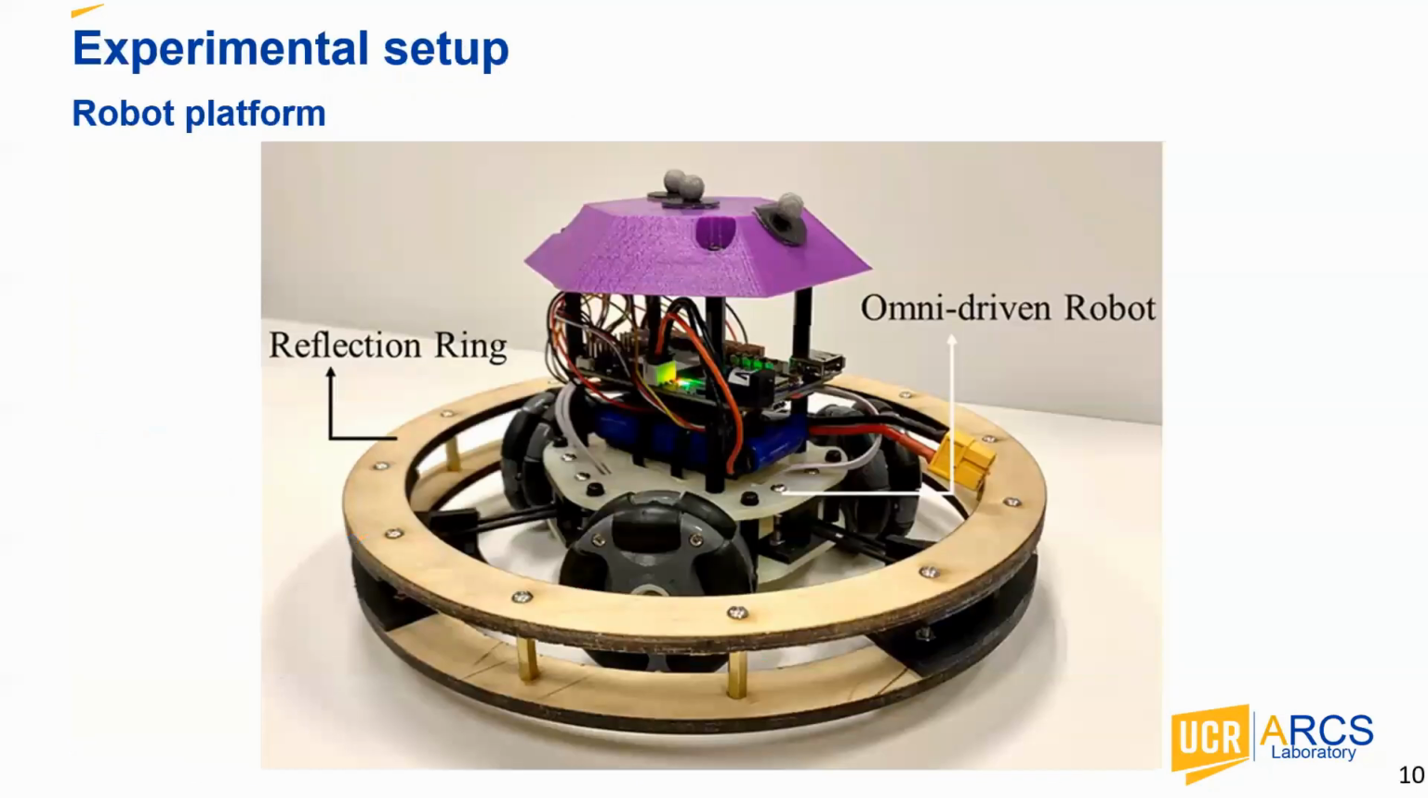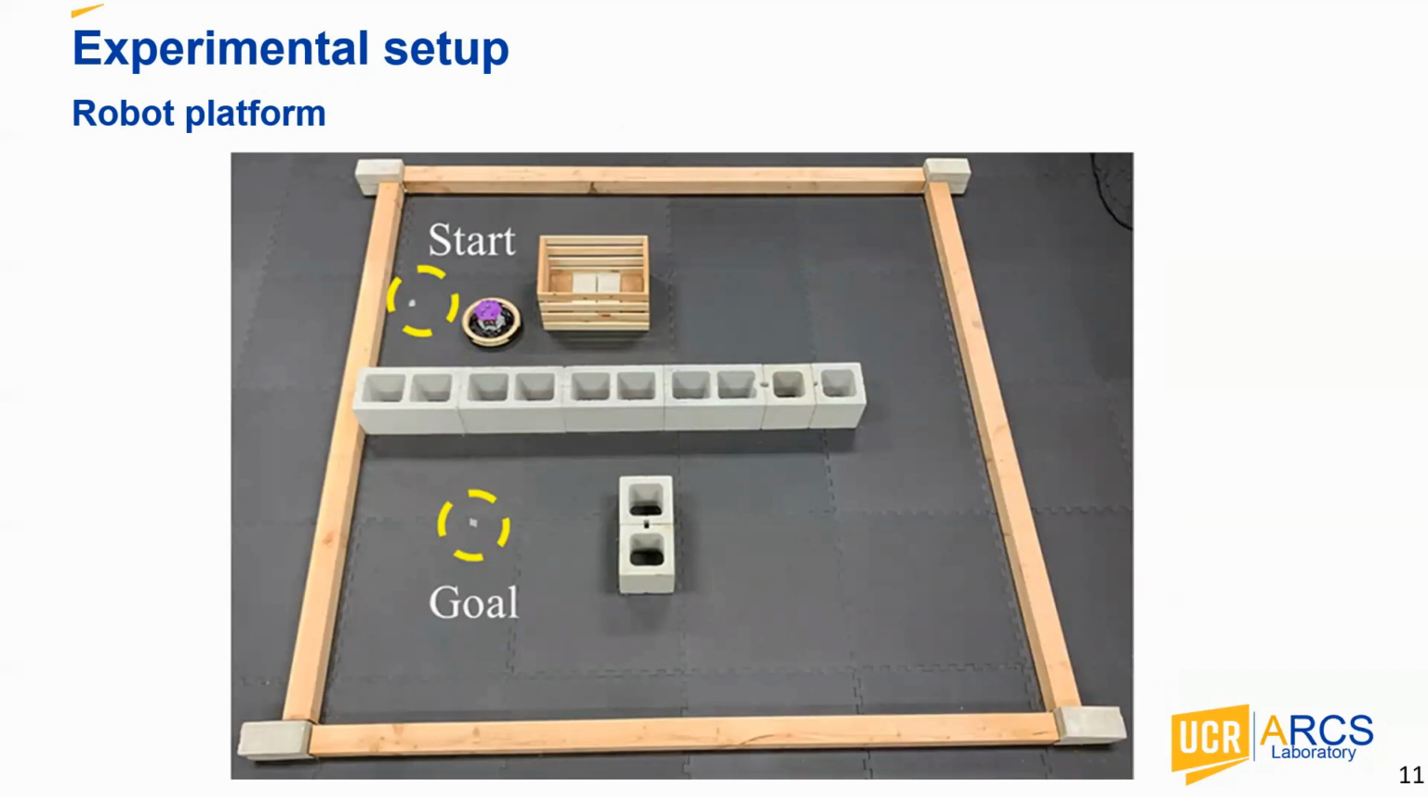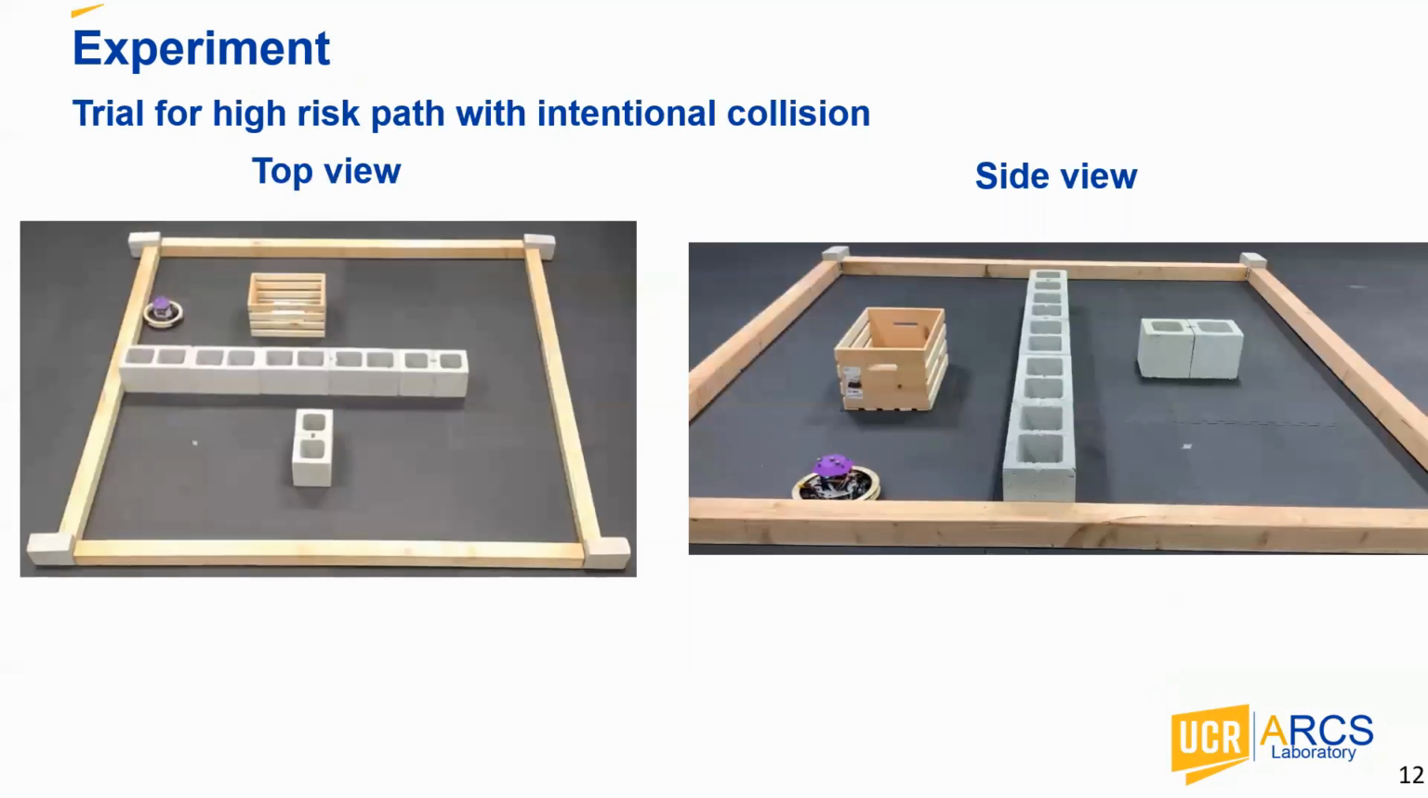After that, we implement our proposed algorithm on the collision-resilient OmniPack platform, which we built in-house. The body of the OmniPack robot is surrounded by a reflection ring that enables it to collide safely with the environment and rebound from it. The OmniPack robot operates in a 2.4 by 2.4 confined corridor environment with rectangular pillars serving as static convex obstacles. This video shows a trial for a high-risk path with intentional collisions.